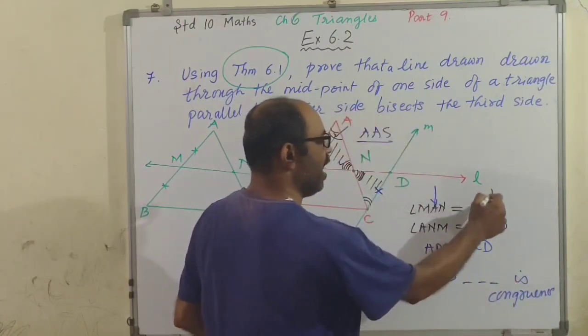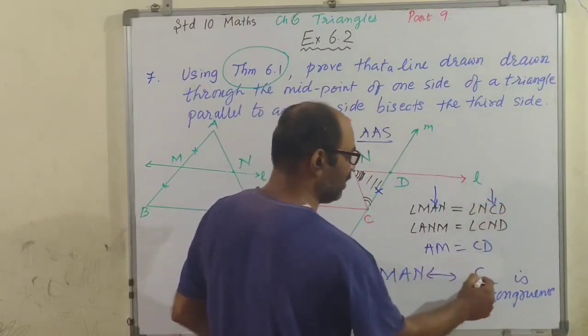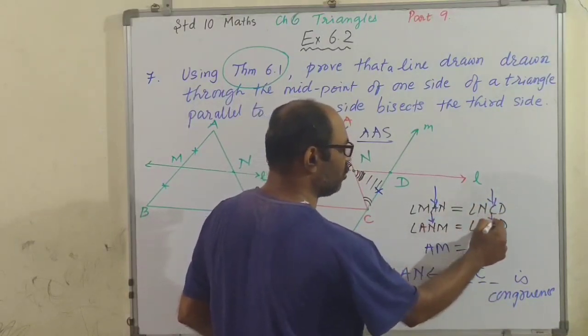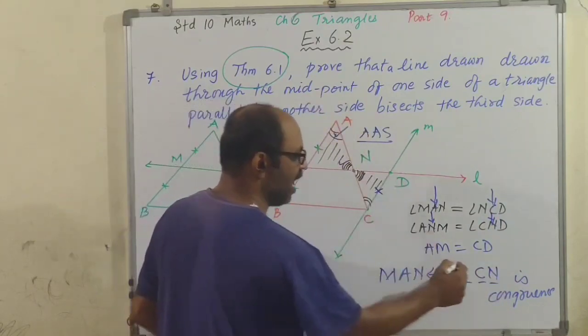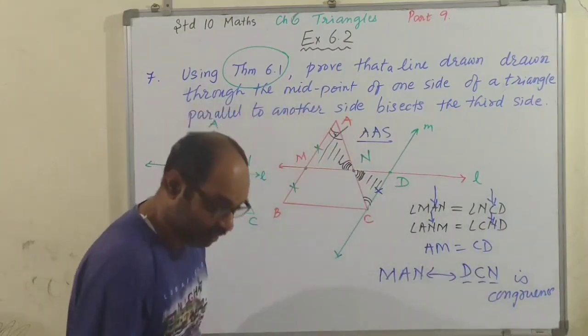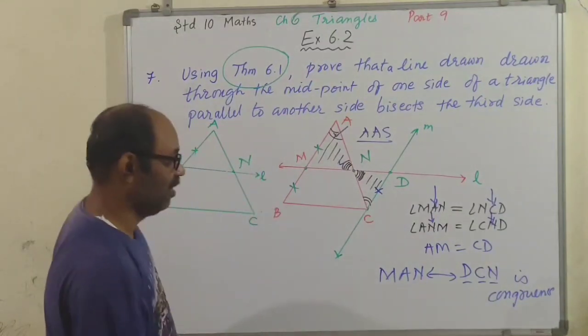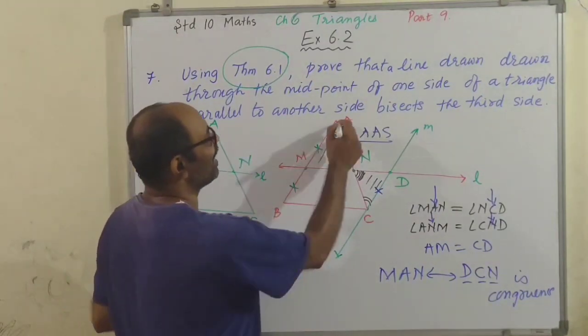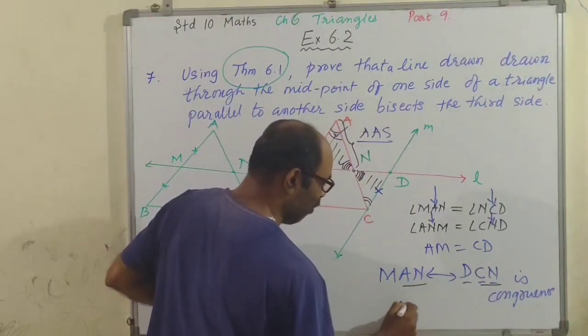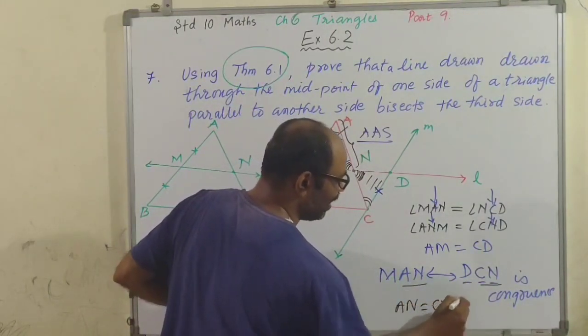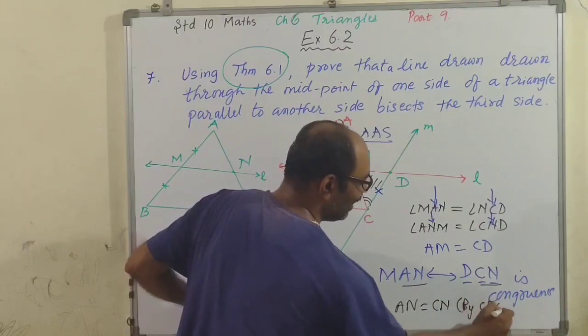Let's see. A corresponds to C. A in the middle, C in the middle. N corresponds to N, N last. C and N came, D is left. Correct? Therefore, from here we got AN, CN. Therefore, AN is equal to CN by CPCT.